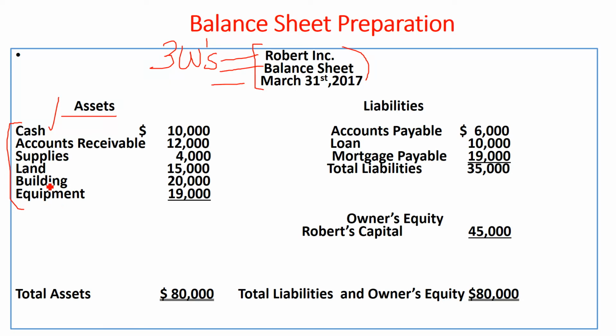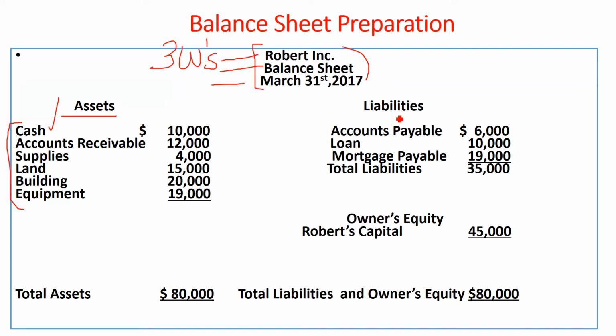only a few accounts. Supplies: if you need cash, you can convert your supplies easily into cash. But if you have land, buildings and equipment and you need cash, you can convert them, but not easily. That is why you have to write down all the accounts according to liquidity position. These are called the current assets. These are called the fixed assets. Again, we will discuss this in detail in the next lesson.